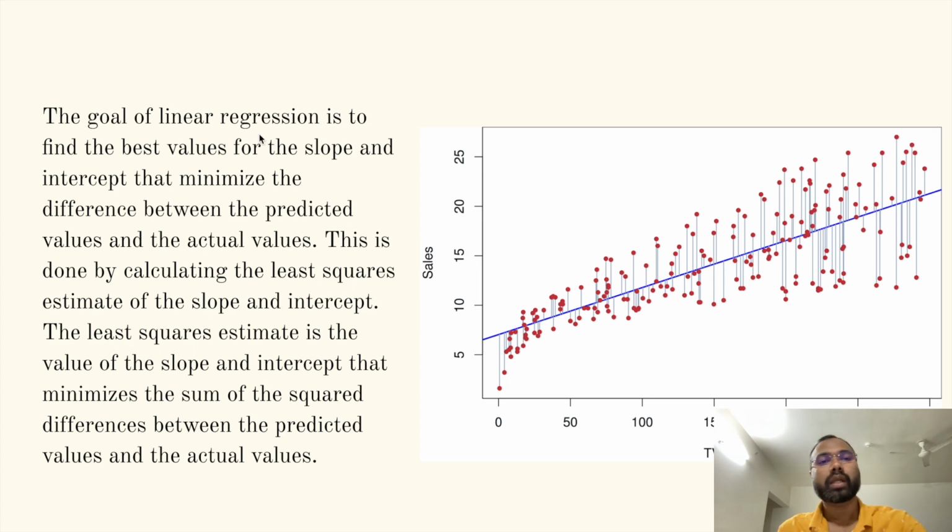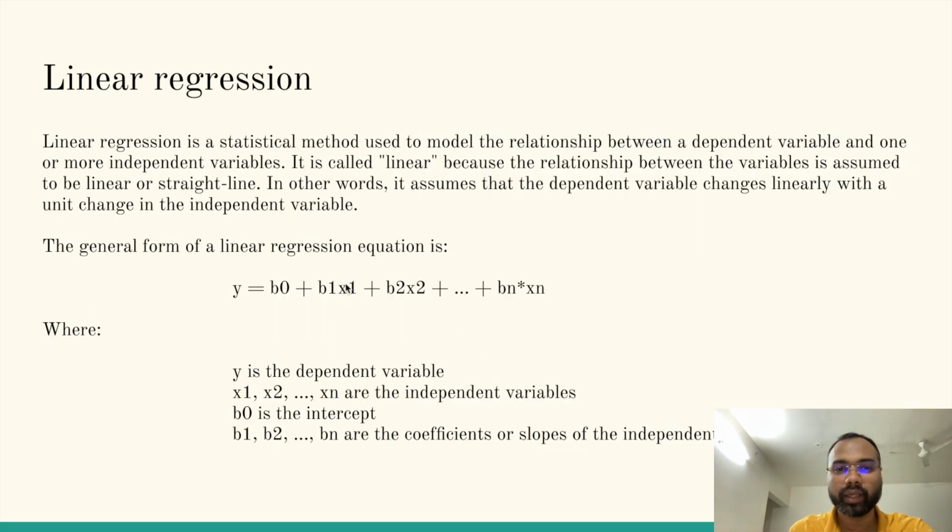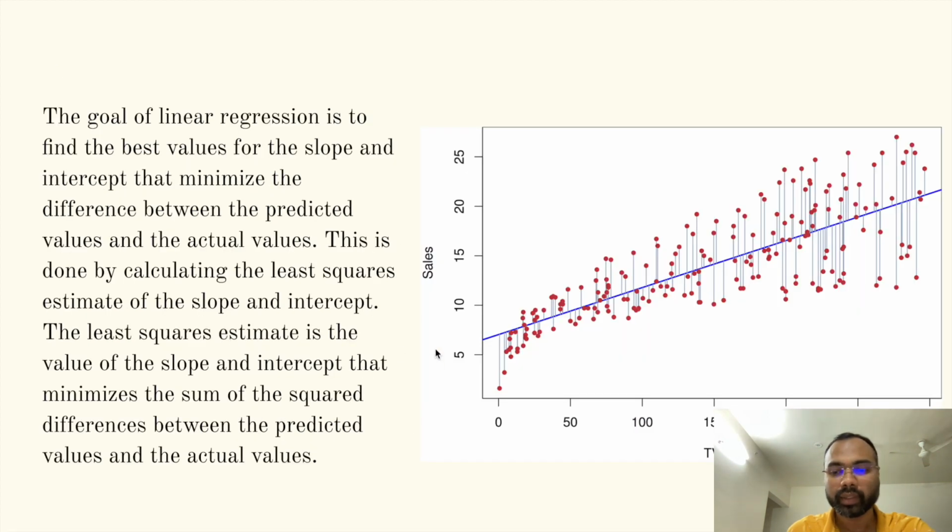Now, the goal of the linear regression is to find the best values for the slope and intercept. So intercept is basically this value, that how far it should be from the x-axis, whether it should cross this point. That means that if all the x's are 0, then how much will be the y, right? So that is what we call an intercept.